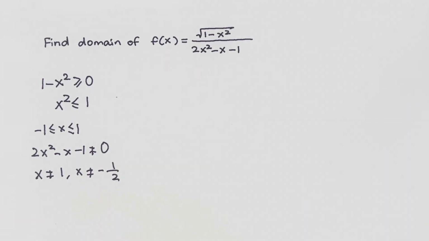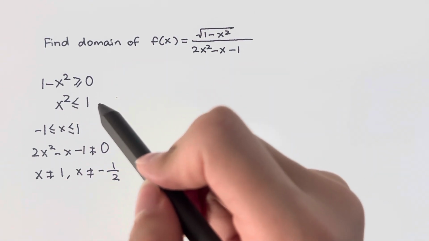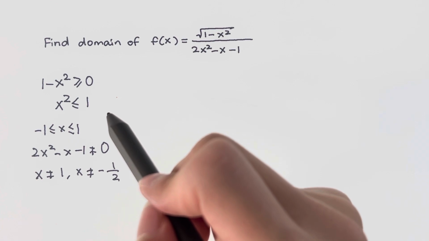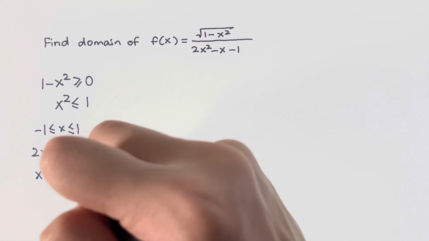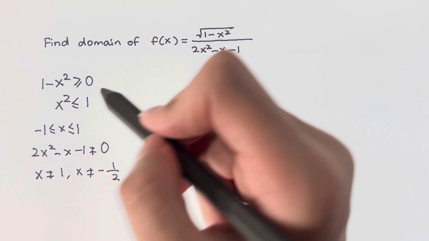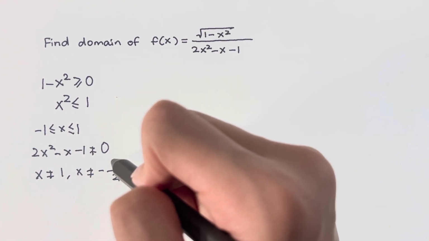So the final domain of this would then be, since we have negative 1 is less than or equal to x is less than or equal to 1. But first of all, we notice that it has to be x is less than 1 because we can't have x equal to 1. And also we have a negative 1/2 though.